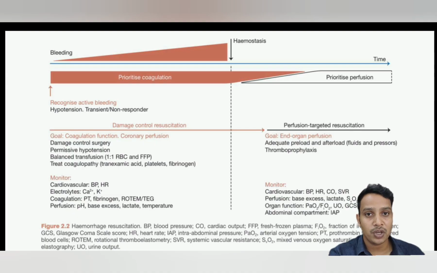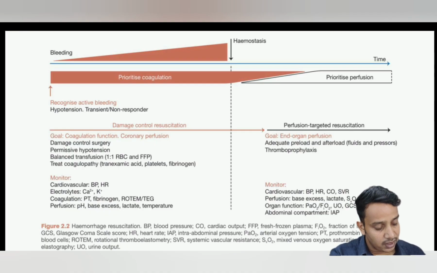Next one is permissive hypotension. Keep the blood pressure less than 90 mm of Hg. Balanced transfusion: 1:1:1 of RBC, platelets, and FFP should be given for transfusion. Also treat coagulopathy early by using tranexamic acid, platelets, or fibrinogen. In damage control resuscitation, monitor cardiovascular parameters such as blood pressure and heart rate, electrolytes such as calcium and potassium, and coagulation by prothrombin time, fibrinogen, and also ROTEM or TEG is important.